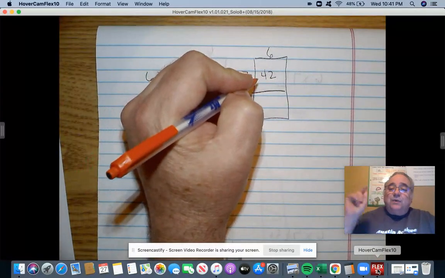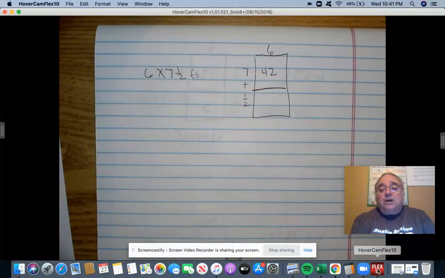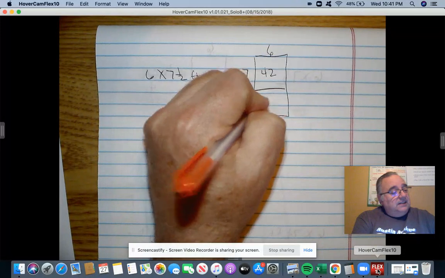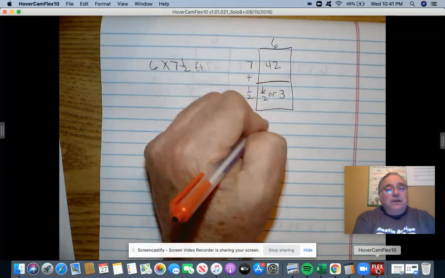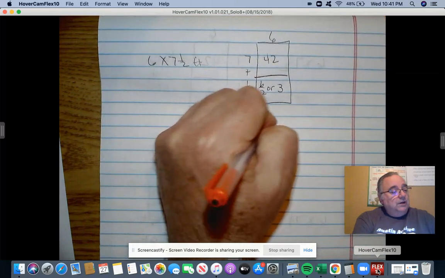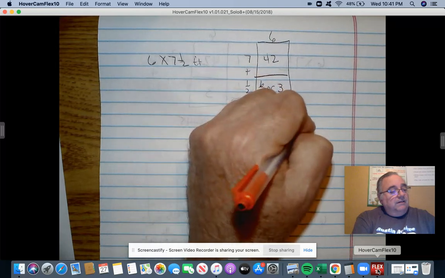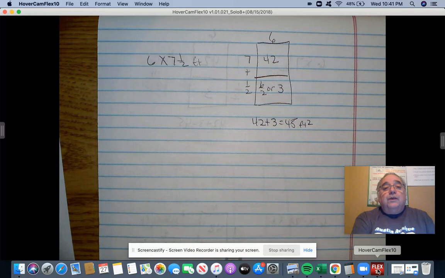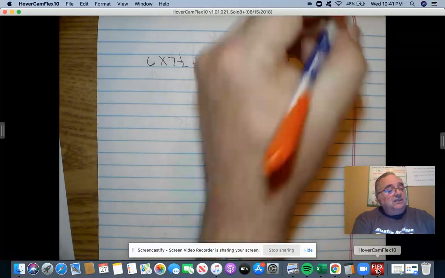42. Excellent. Way to go, guys. And now we have 6 times 1/2. Excellent. 6 halves, or 3. So now we can take 42 plus 3 equals 45 feet squared. So we know that those menus are 45 feet squared.